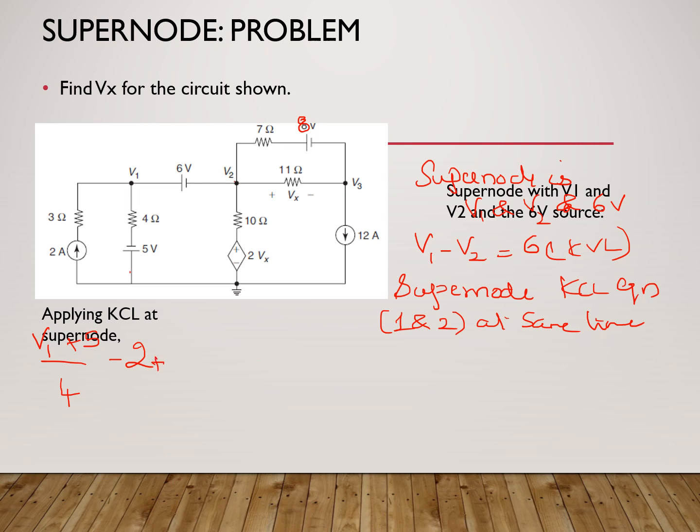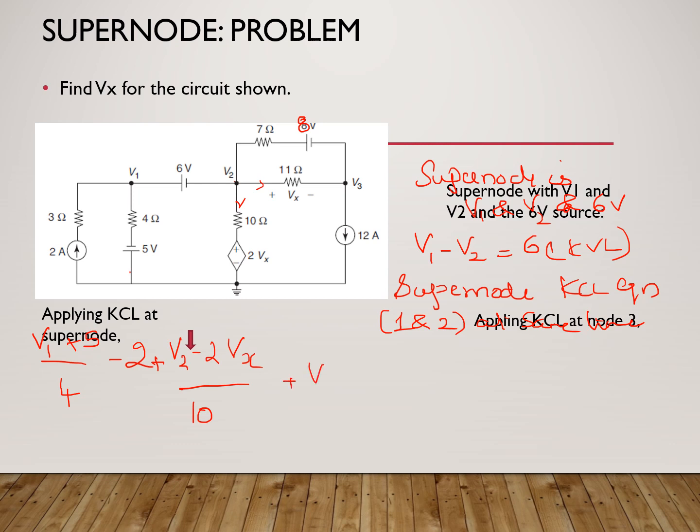At V2, at this branch, through the 10 ohm, the potential drop is going to be (V2 minus 2Vx) divided by 10. That is a dependent source, but you do write the equation like this, divided by 10. So this branch is considered. Now the next branch is this one, V2.